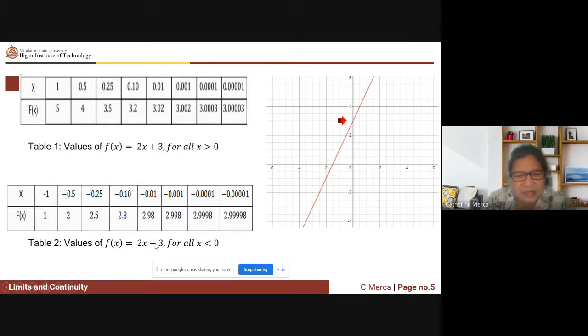So at x less than 0, when x is equal to negative 1, what is the value of the function? It's positive 1. Then, negative 1, the value is positive 1. Correct? When x is equal to negative 0.5, let me write down here.